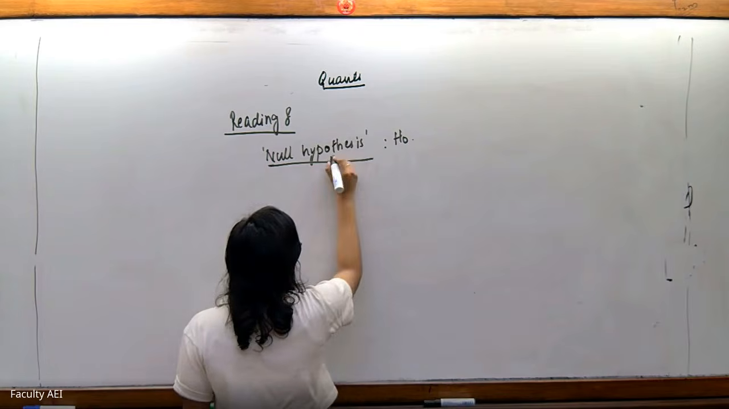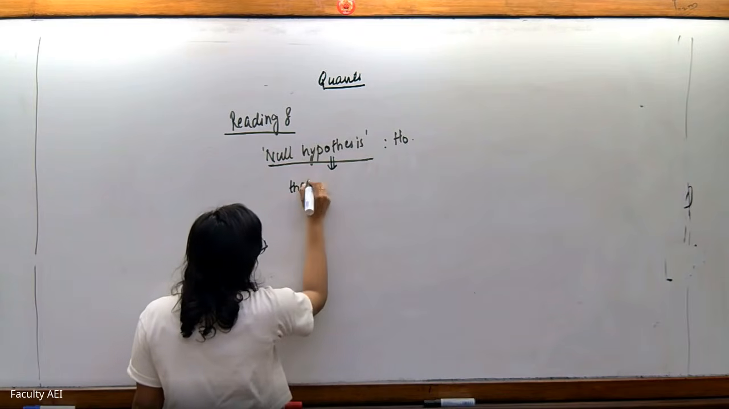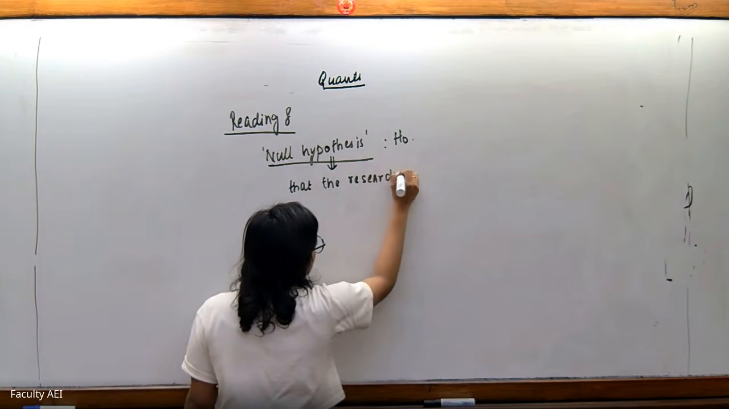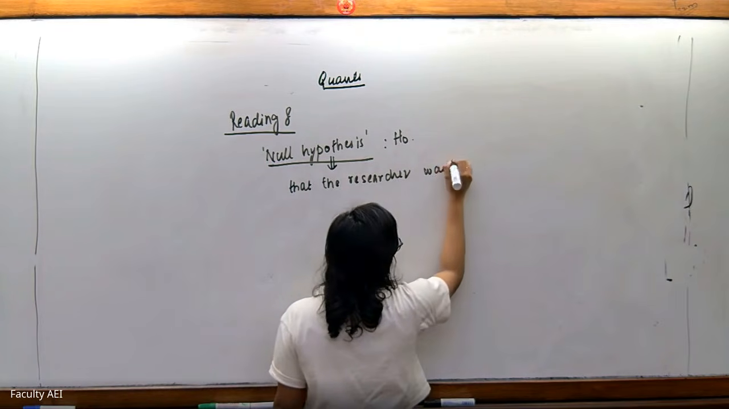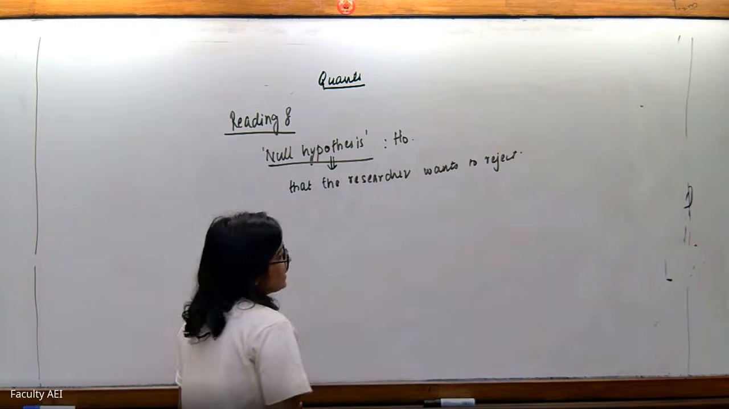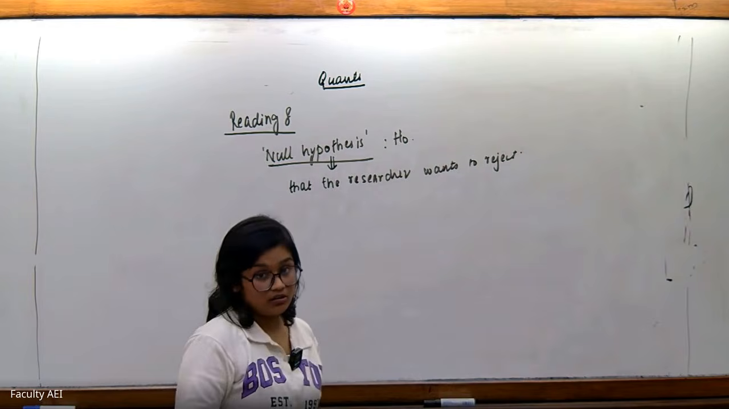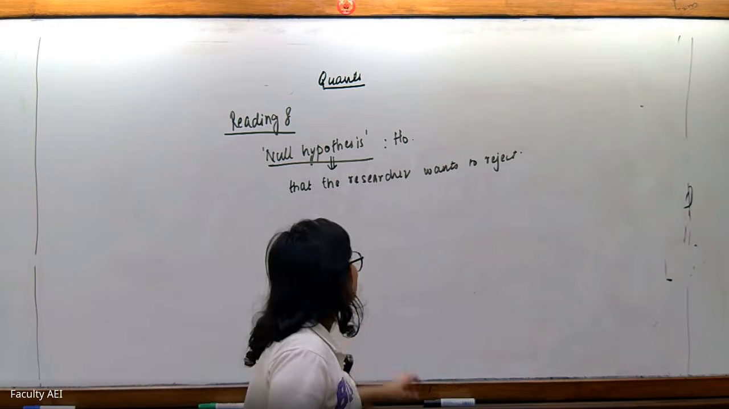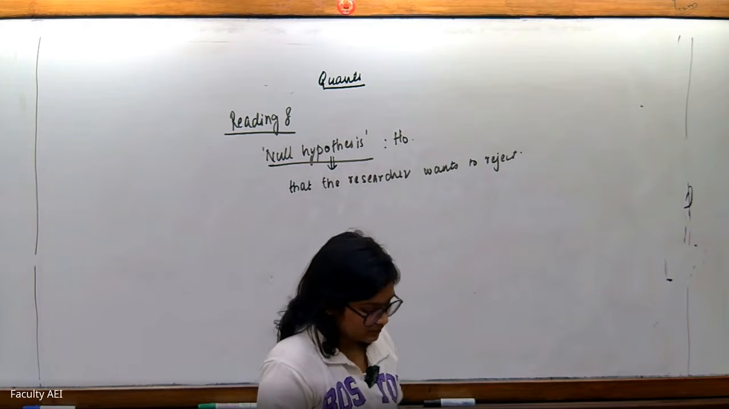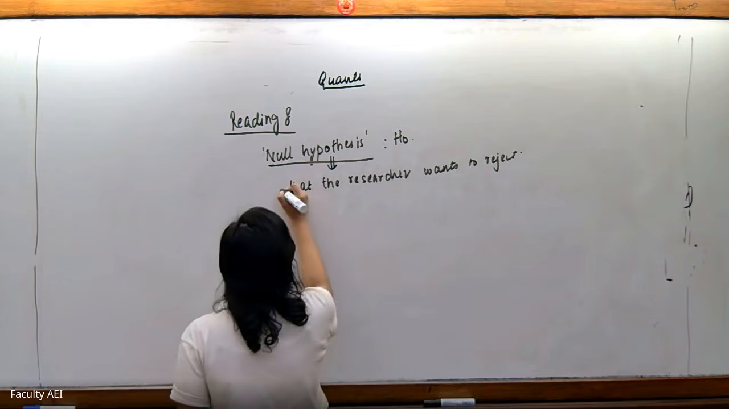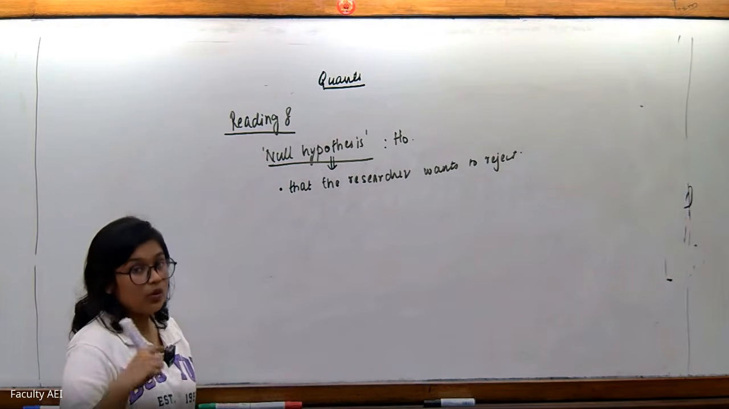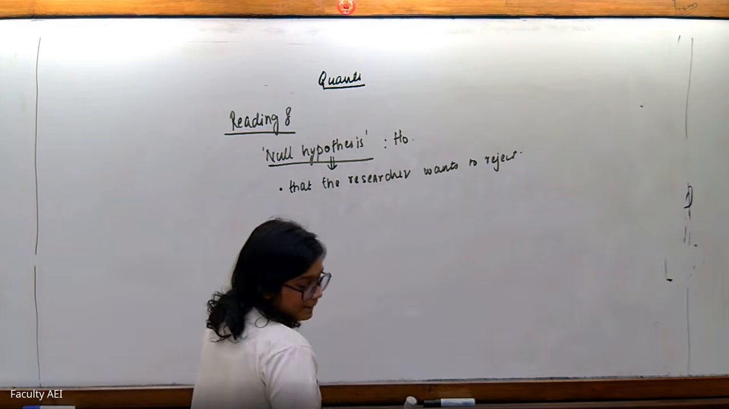This is the hypothesis that the researcher wants to reject. The question can directly come, what is the hypothesis which the researcher wants to reject? That is the null hypothesis, and direct questions do come. The first definition is, this is the hypothesis that the researcher would want to reject. You would want to reject this hypothesis.